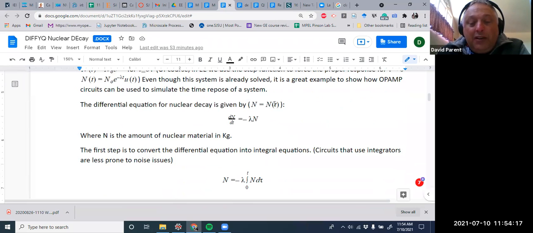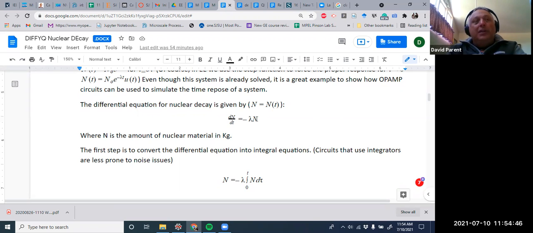So if we want to know how this responds in time, the derivative of the amount of nuclear material with time is equal to minus some scale factor times whatever it is you have, right? And I guess I've said it's in kilograms. All right. So a lot of differential equations, they keep it in differential equations.